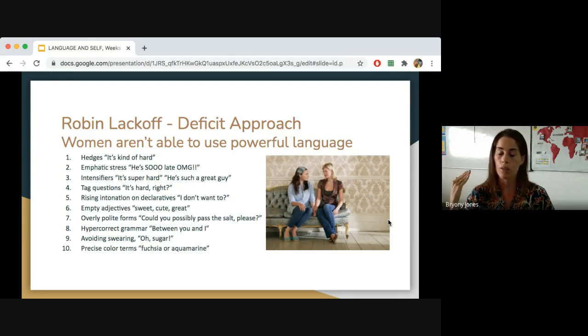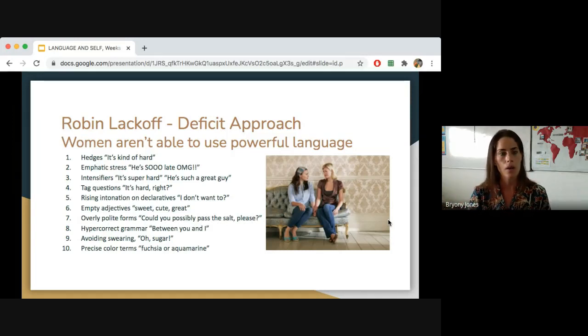More direct, more firm, more confident. Whereas a woman feels like she needs to appease, she needs to use these hedges. She doesn't really assume her position of power, so she needs to ask super politely for someone to help her.